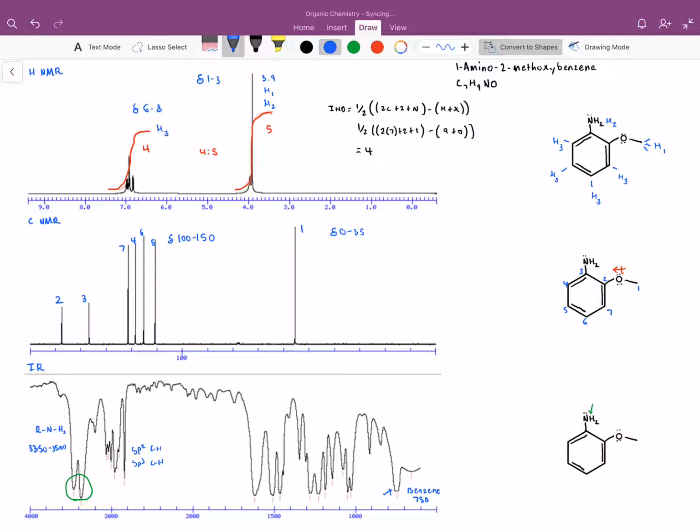Something that we would look for also might be the carbon single bonded to an oxygen bond there or there, and that bond usually shows up in the range of about 1,000 to 1,200. And I guess we could say that bond is right there, the carbon single bonded to an oxygen. But again, it's a little messy and hard to say that for sure. But there's the data. Hopefully that helped working through the H-NMR, the C-NMR, and the IR for 1-amino 2-methoxybenzene.